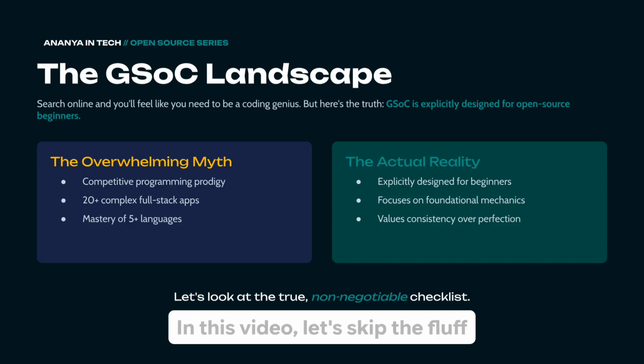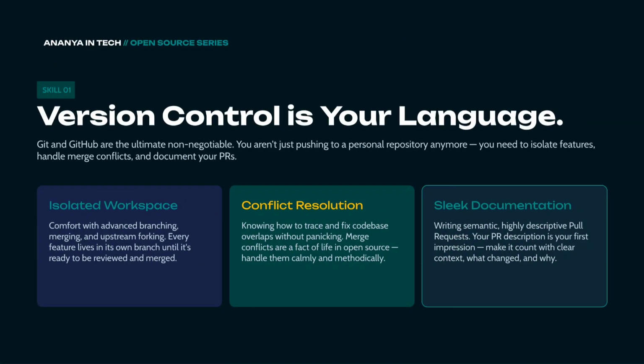In this video, let's skip the fluff and here's the honest, bare minimum checklist of what you actually need to clear GSoC. Let's start with the absolute baseline. If there is one skill you cannot fake, it's version control. I'm not just talking about knowing how to run git commit and git push.